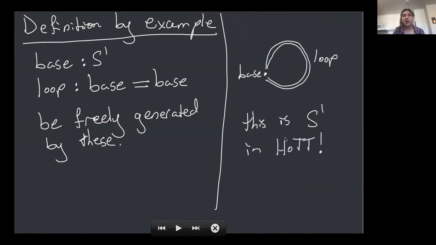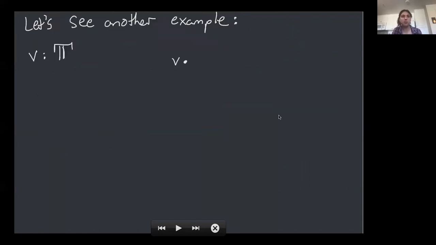Okay. So we have a base point, we have a loop, and this is exactly how we define the circle in homotopy type theory. So let's see another example. Let's define the torus. V is one point here. We have two paths, A and B. A is a path from V to itself, and B is a path from V to itself.